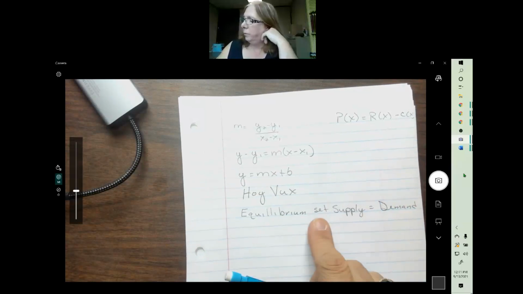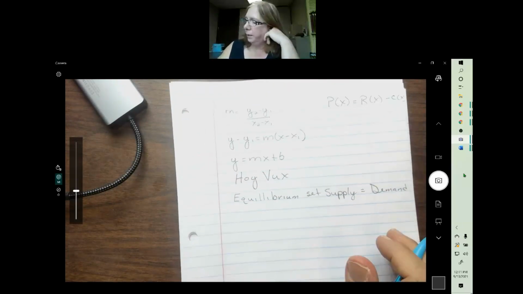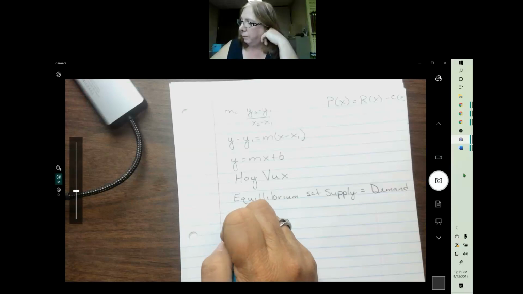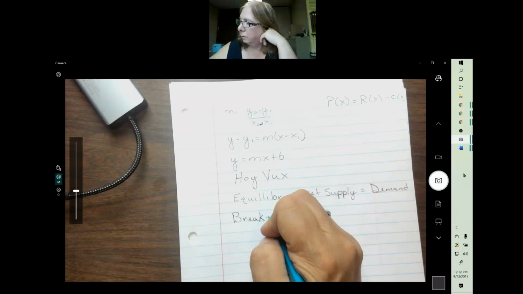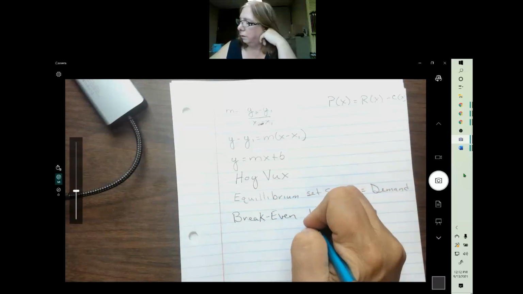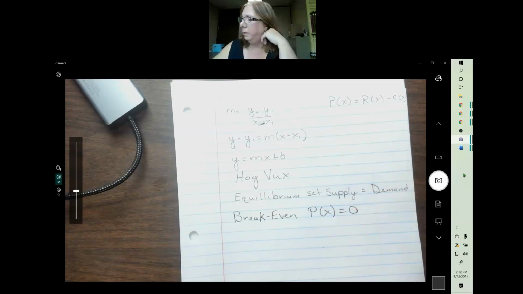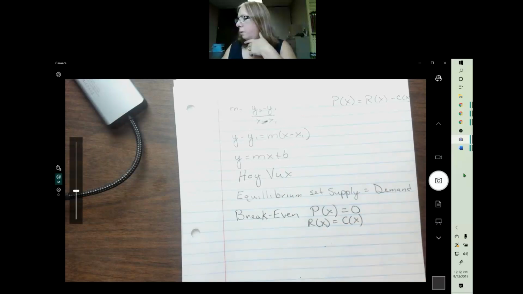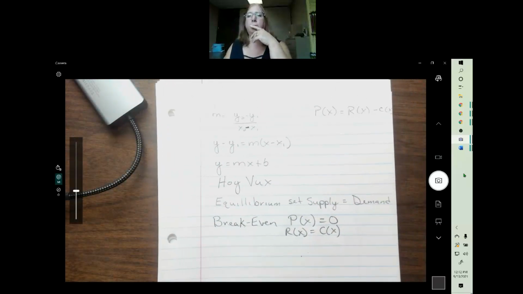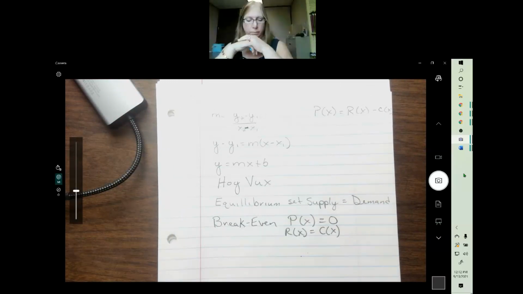You want to remember that equilibrium is when you set the supply equal to the demand. Break even is when P of x equals 0, or revenue equals cost. I think that's all the formulas. Any other questions?